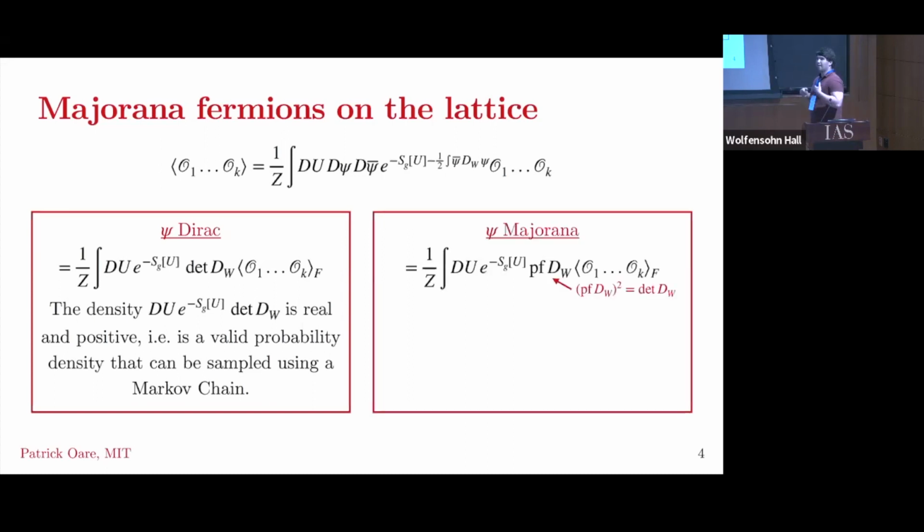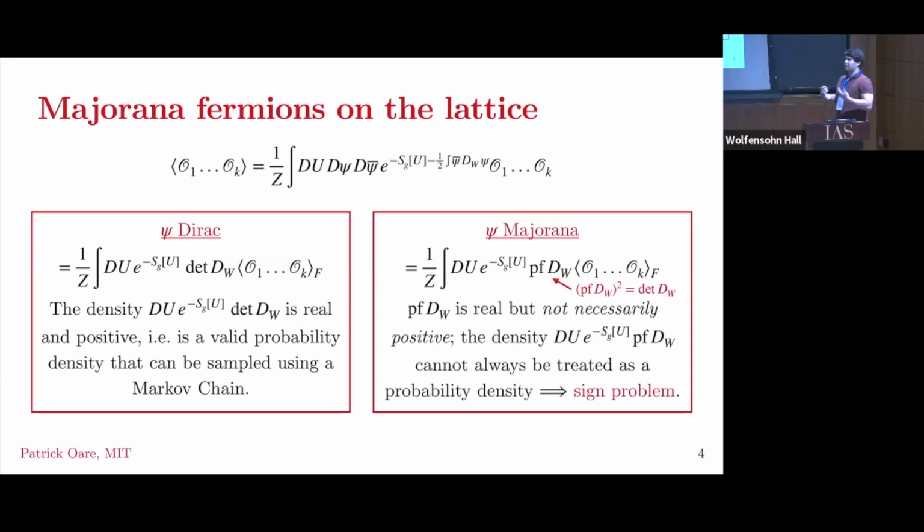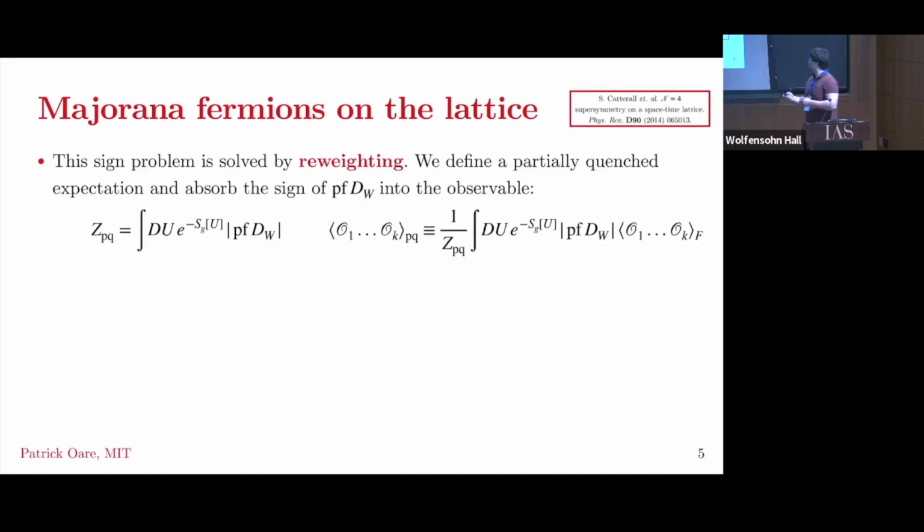The reason why Majorana fermions are hard is because instead of getting a fermion determinant, you get a fermion Pfaffian, so the square root of the determinant. And the issue is that this Pfaffian is real, but it's not necessarily positive. Now, when it's negative, you can have major issues like a sign problem because you can't treat this like a probability density if that's negative.